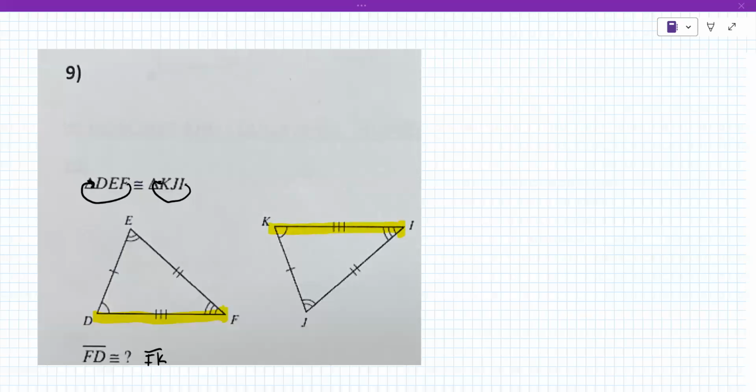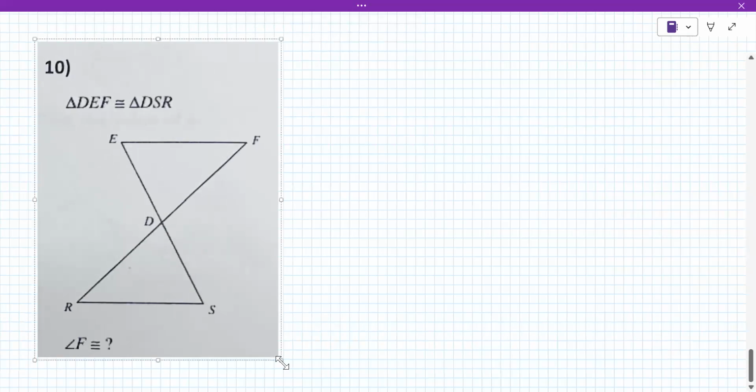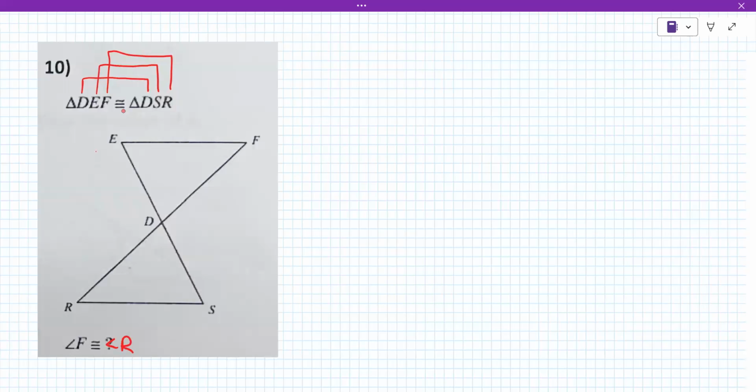Number 10 is a little bit easier because it's just asking about an angle, and the angles match up letter for letter. What I mean by that is, you go back to the original: D goes with D, E goes with S, F goes with R. So it's R. If you were really uncertain, you could do it graphically: F is between E wrapped around to D, so it's this angle here.